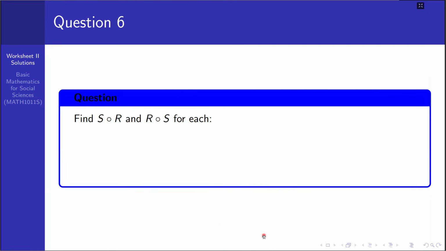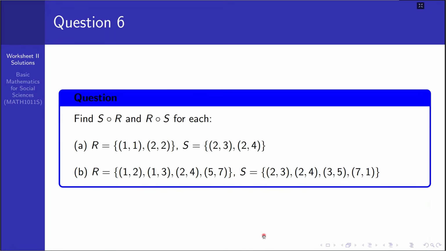Question number 6. I did the question on composition function. Composition function. That means S composed of R and R composed of S are what we are asked to find. The first one, that is A, this one, R and S are given, B, this one.